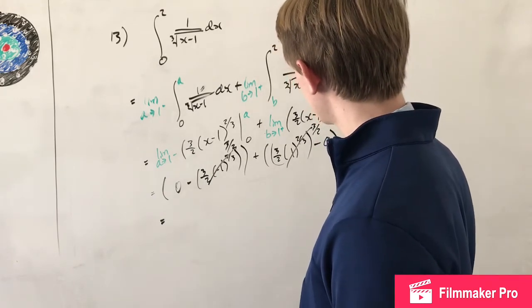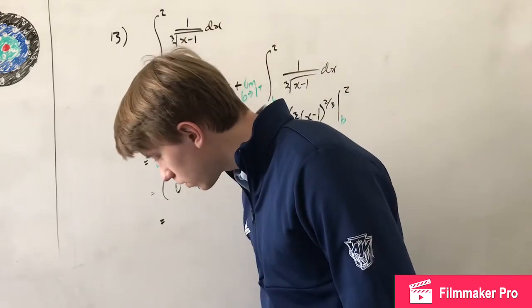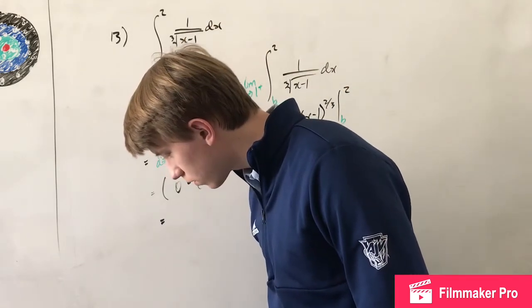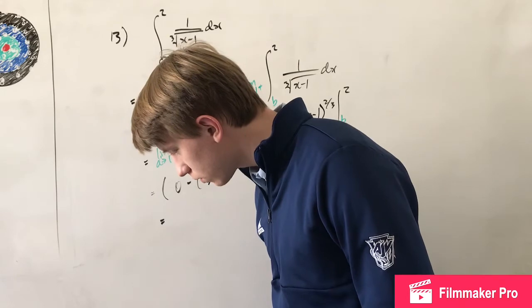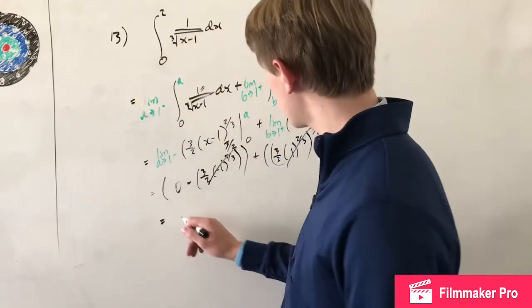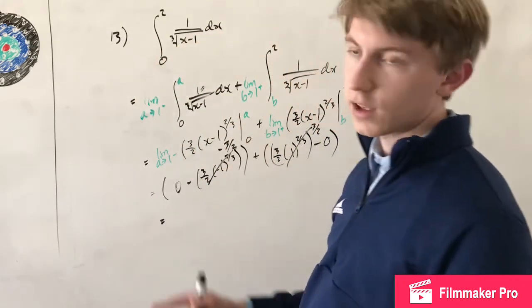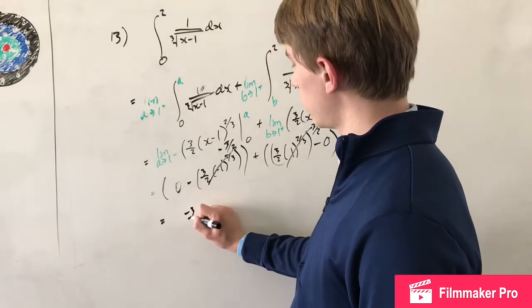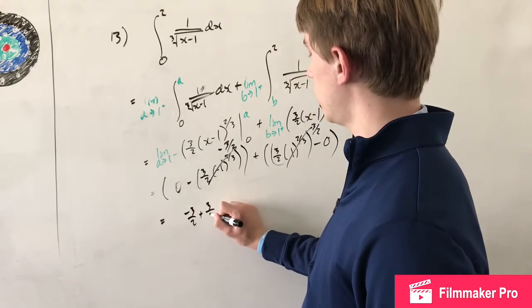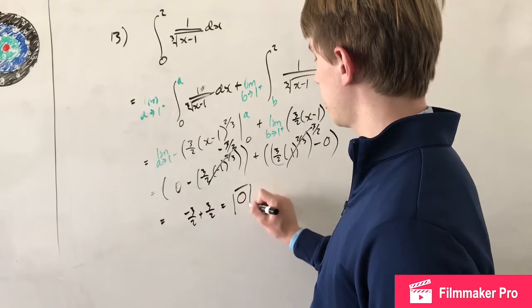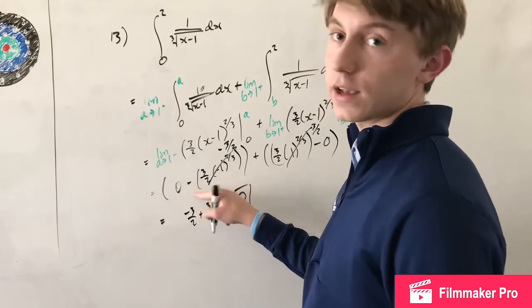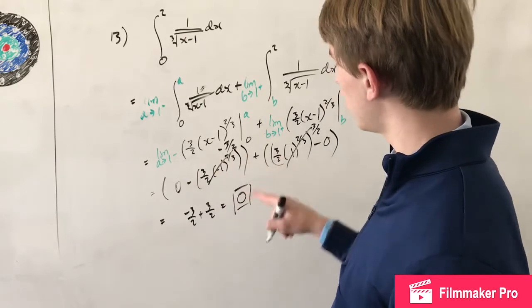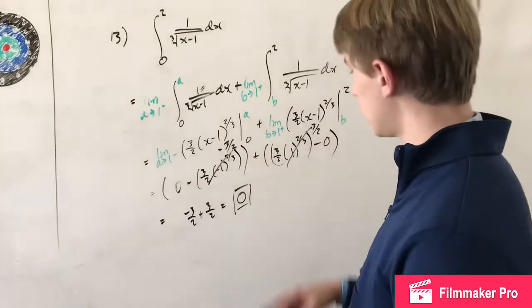Did I do this wrong? I'm so confused. Oh, because this becomes negative 3/2. My bad. So negative 3/2 plus 3/2 equals 0. Yep, because there's a negative here, so this whole thing becomes negative 3/2, and this becomes 3/2, and they cancel.